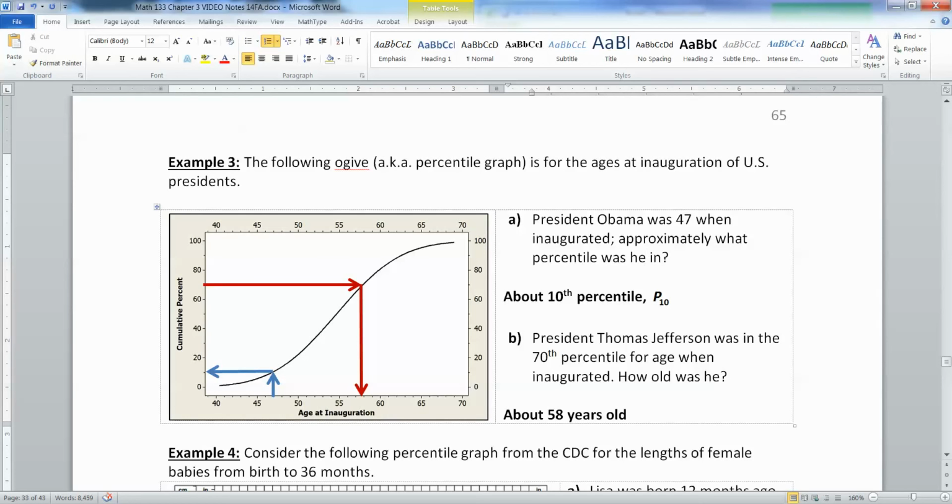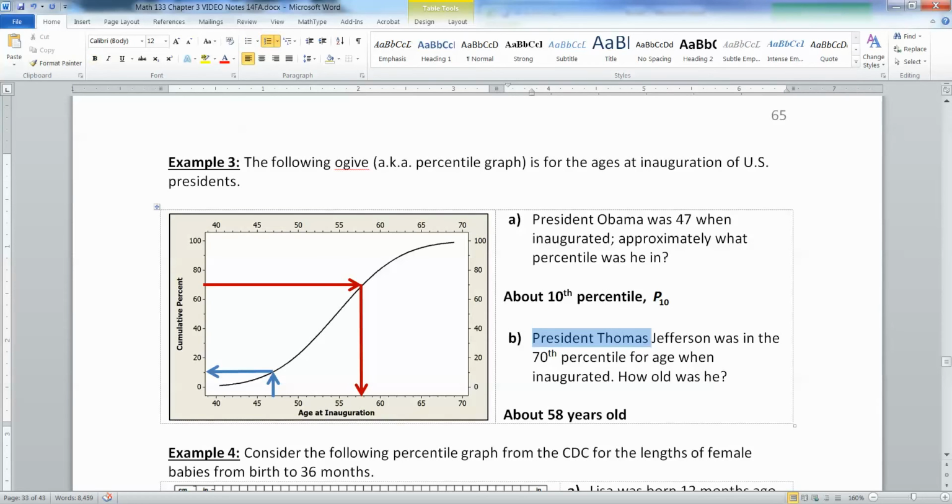So what I did was I took this little blue arrow right here that's standing for President Obama, and I had it start off at 47. And then I drew straight up from 47 to hit the curve. Then I took my arrow and went straight horizontally left, or you could have gone right, but it would have been farther, over to the nearest axis, and I found that that was about where the 10 hits, so he's about the 10th percentile, or P10.